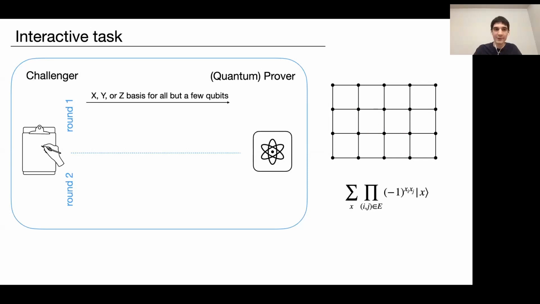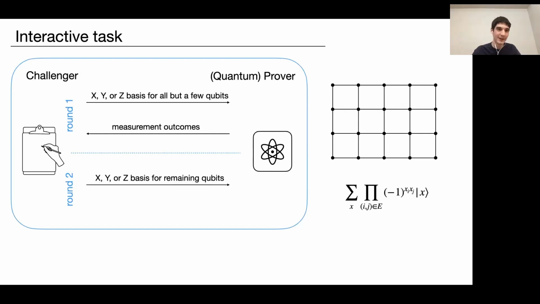And in round one, the challenger is going to specify some bases, either X, Y, or Z, for all but a few of these qubits in this grid. And the quantum prover will just take those bases, measure the corresponding qubits in those bases, and return the measurement outcomes.